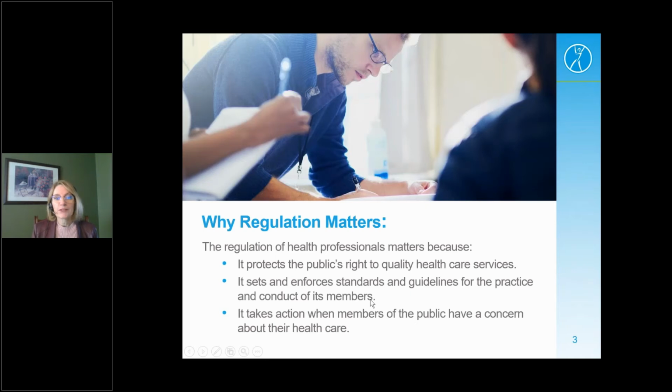First of all, why does regulation matter? The regulation of health professionals matters because it protects the public's right to quality healthcare services. The college sets and enforces our standards and guidelines for the practice and conduct of its members, which are occupational therapists. We also take action when members of the public have a concern about their healthcare.